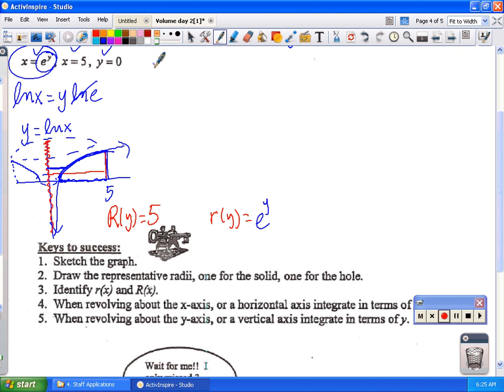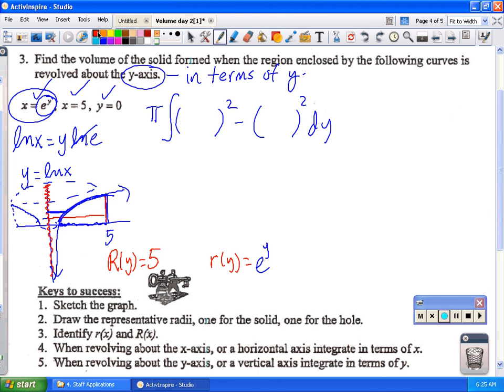So our setup is pi on the outside. We're going to go from, we'll figure that out in a second. We're going to have big R of y squared minus little r of y squared dy. So again, that's big R of y, little r of y. And in our problem, big R of y was 5. Little r of y is e to the y.